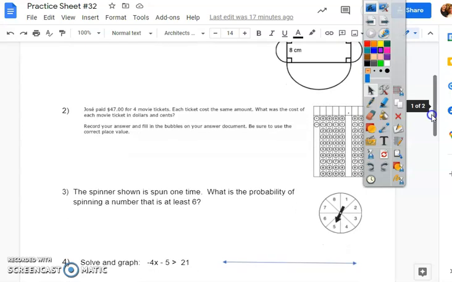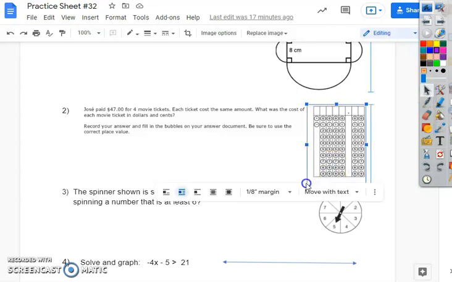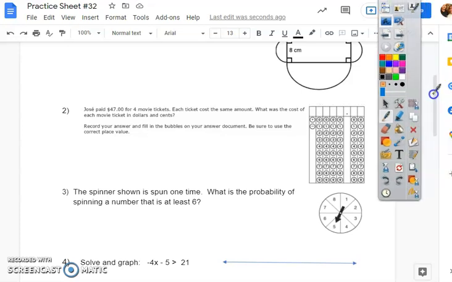Number 2. I'm going to read it. You're going to solve it. I made sure I put in the correct grid for this. Okay. Jose paid $47 for 4 movie tickets. Each ticket cost the same amount. What was the cost of each movie ticket? So you want the cost of one ticket. Okay? So y'all are going to do that one. Now let's do number 3.